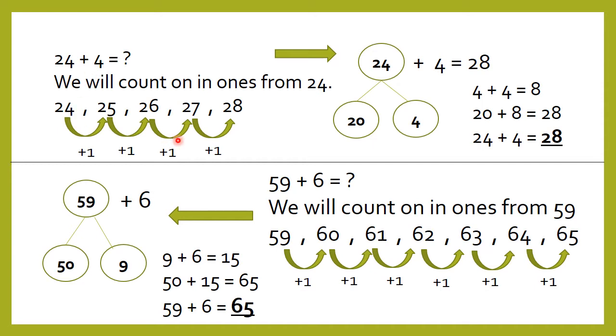So here I'll count on in ones. 24 plus 1, 25, 26, 27 and 28. You can see I moved on 4 steps, because it was 24 plus 4.